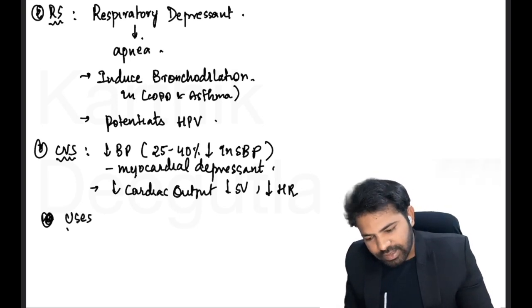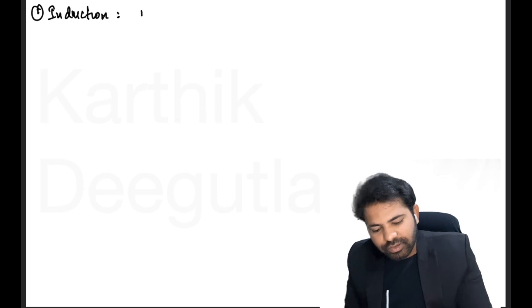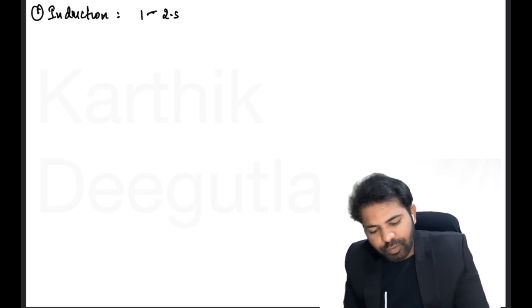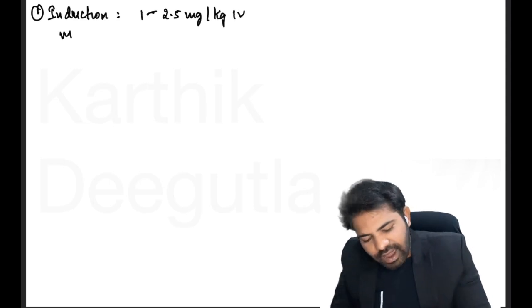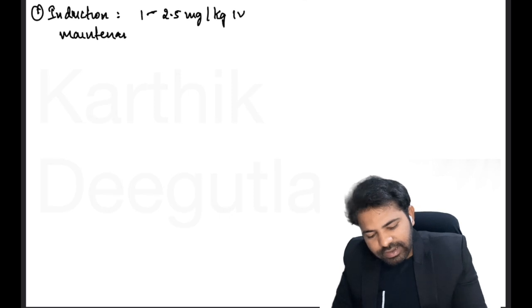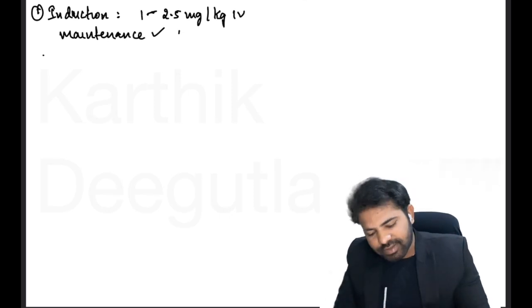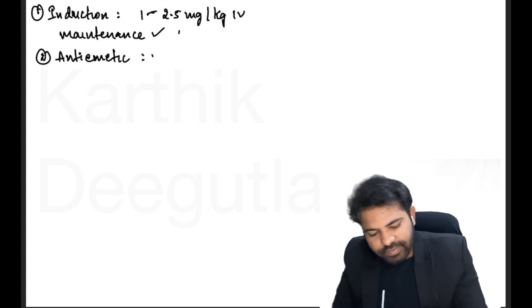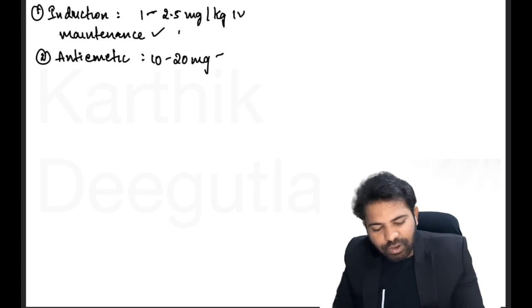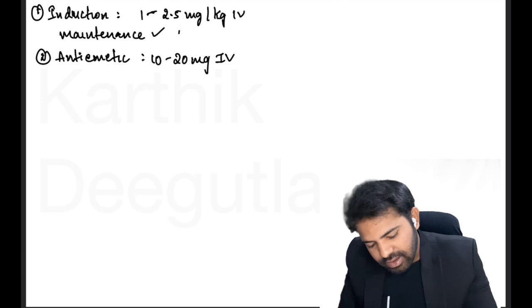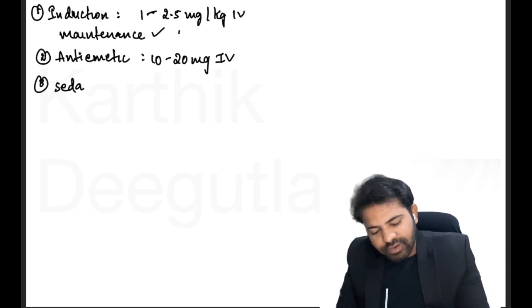So let's go with the uses of propofol. Let's learn what are the uses of propofol. As we already know, it is an induction hypnotic agent. So it is used for induction at a dose of 1 to 2.5 mg per kg IV. It is used as an induction agent, and it is also used as a maintenance of anesthesia agent. Then it has an antiemetic effect. 10 to 20 mg IV can cause antiemetic effect. Clear?